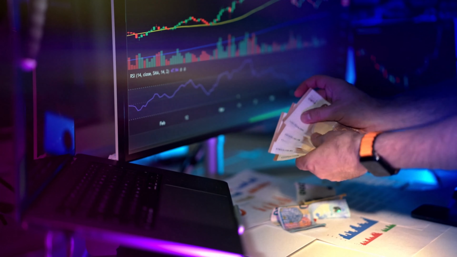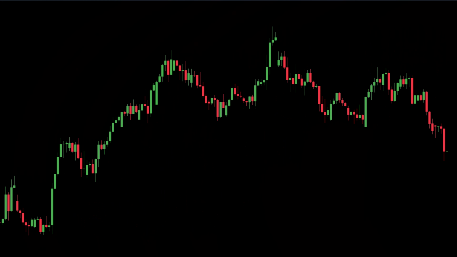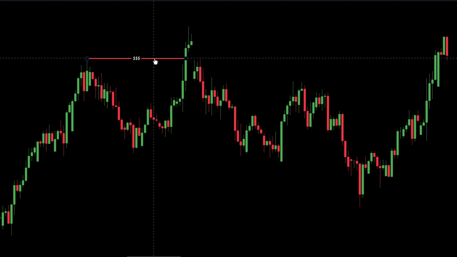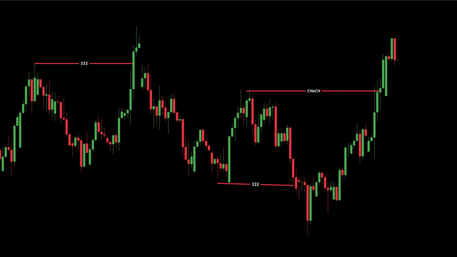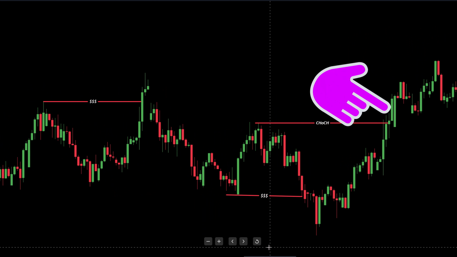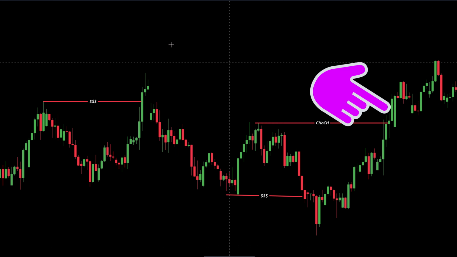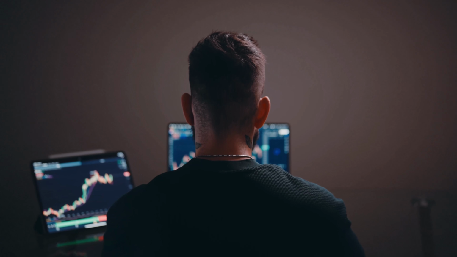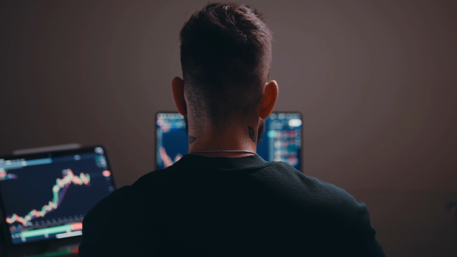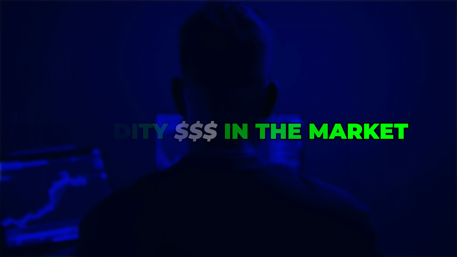Most traders lose money, not because they can't read charts, but because they have no idea which liquidity level the market is hunting, or if that breakout is real or just another trap. Today, we're decoding one of the most misunderstood forces in trading: the liquidity in the market.